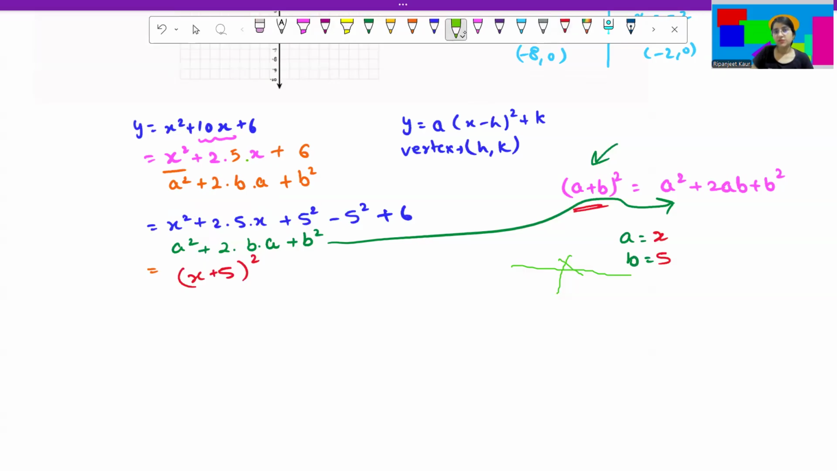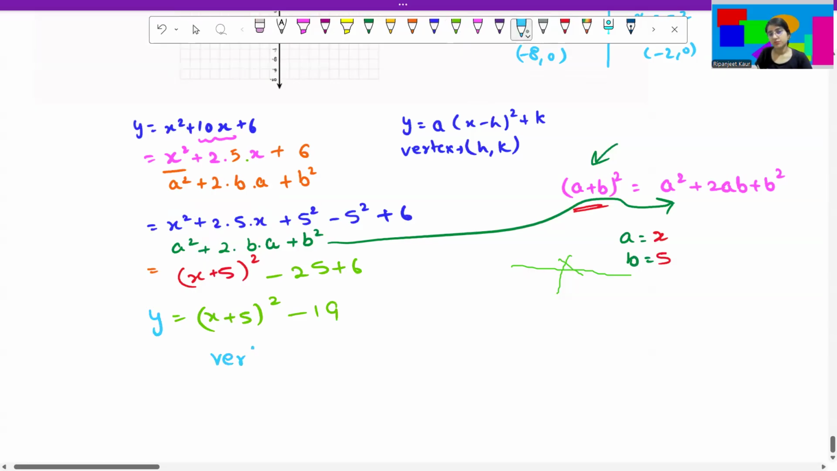And if we solve the rest of the thing, which is negative 5 square, which is negative 25 plus 6, we are getting x plus 5 whole square minus 19. So what is the value of the vertex we are getting from here? Vertex is h comma k. We can make the comparison of this with this. What is h? What is k?